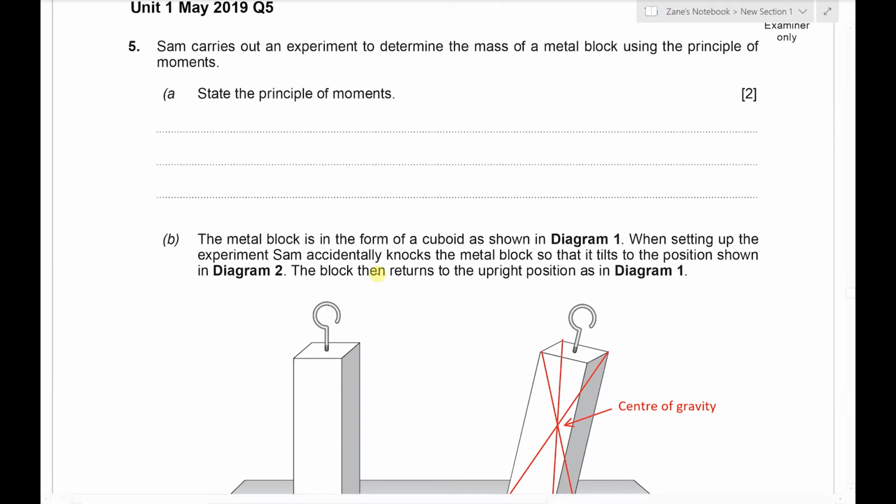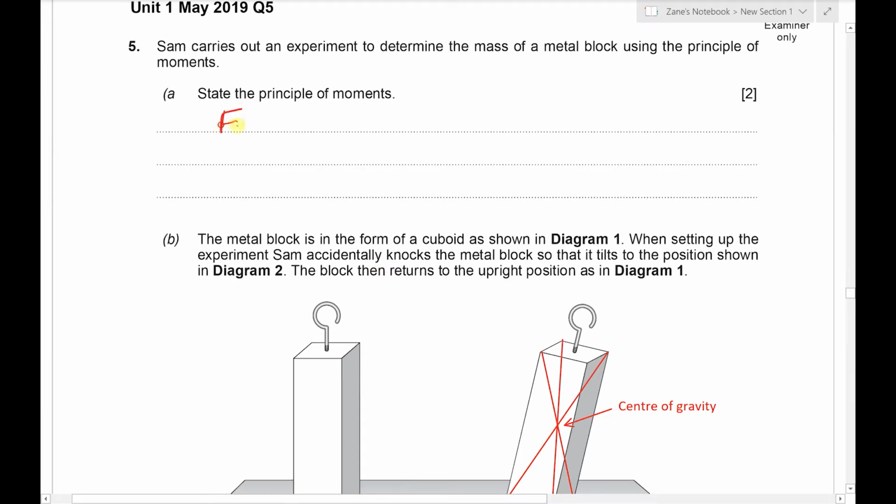This time it's question 5 from May 2019's Unit 1. It's a question about moments, but it's also about experimental techniques and such. So the question goes, Sam carries out an experiment to determine the mass of a metal block using the principle of moments. So we've first of all got to state the principle of moments.